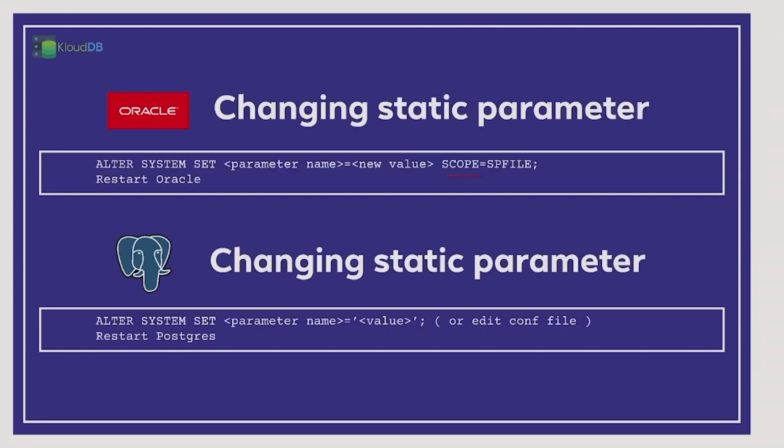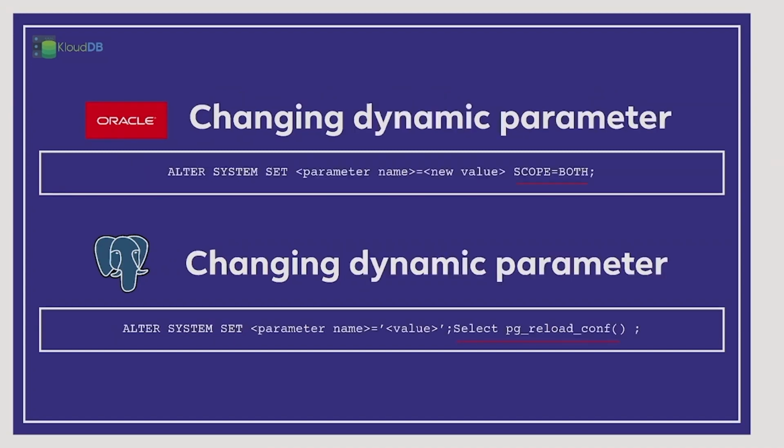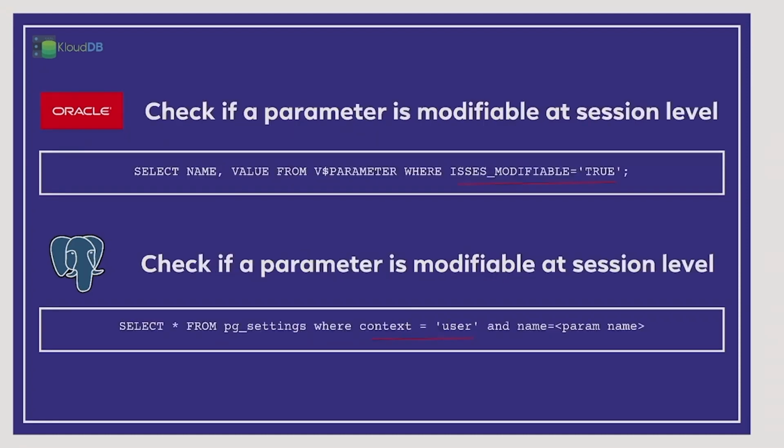And once you determine whether it's static or dynamic, you want to change it. How do you change it for static? For Oracle, you do ALTER SYSTEM SET with SCOPE=SPFILE, and then restart Oracle. In Postgres, you use a similar command, or you can edit the config file and restart Postgres. And for dynamic, in Oracle, the scope changes to BOTH. In Postgres, the only difference is you issue the command SELECT pg_reload_conf() for dynamic parameters. You don't need to restart Postgres.